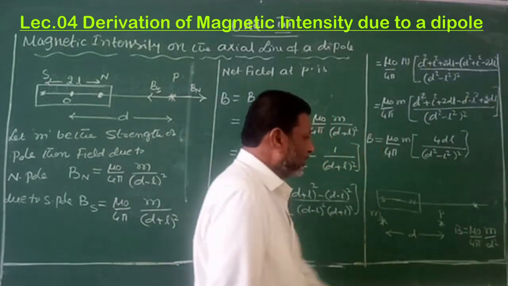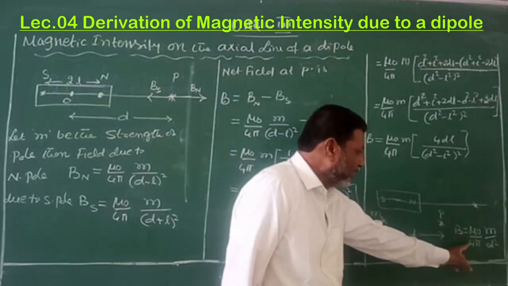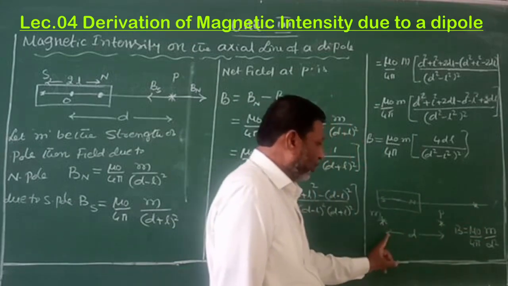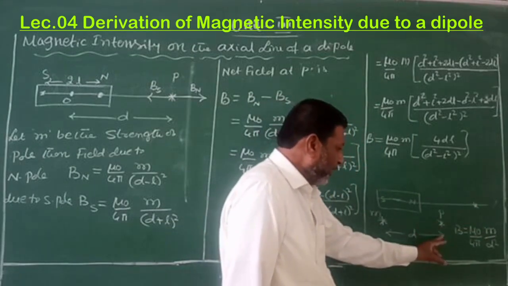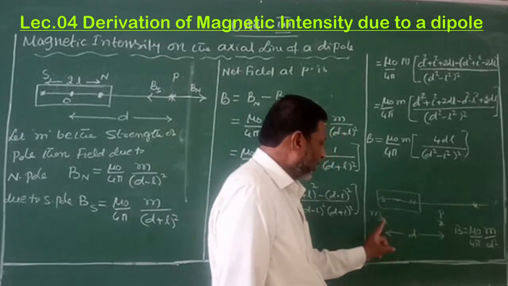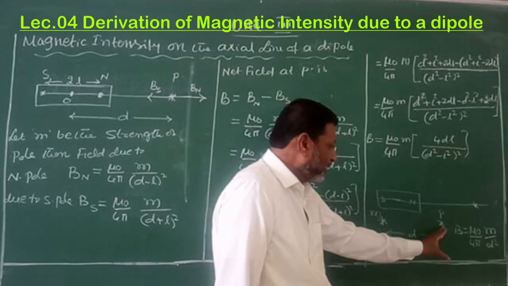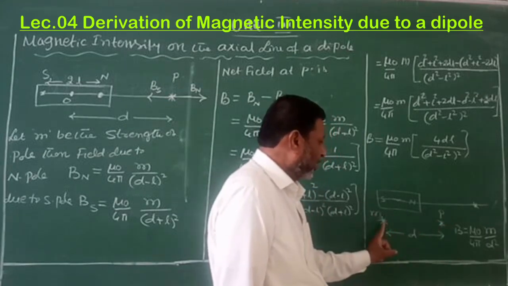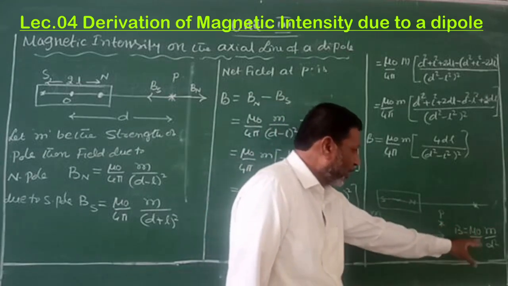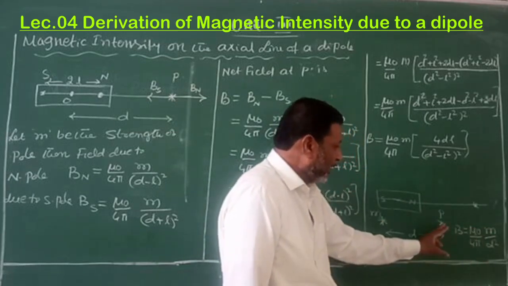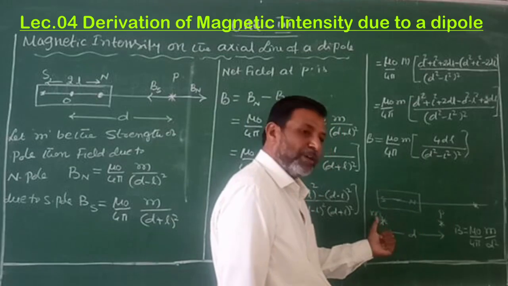This is the formula of the magnetic intensity at any point due to a pole. If this is a point P at a distance of D from this pole of pole strength M, then the intensity at this point due to this pole is B equal to mu naught divided by 4 pi, M divided by D square. D is the distance of the point from the pole.